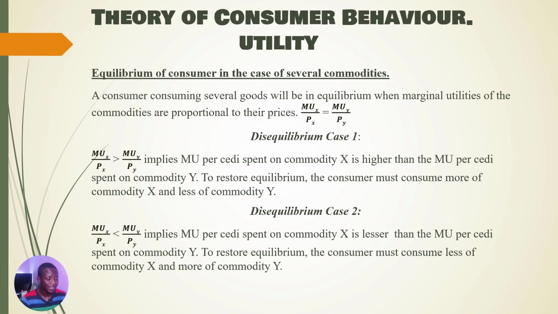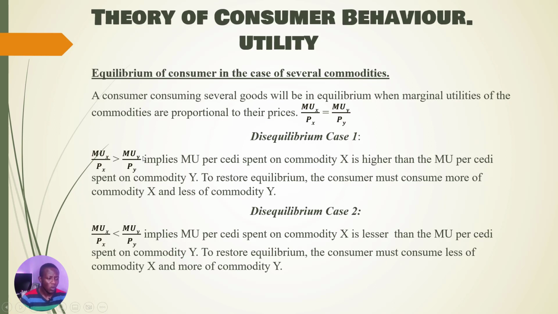This implies that the marginal utility per cedi spent, or per dollar or whatever currency, on commodity X is higher than the marginal utility per cedi spent on commodity Y. So to restore equilibrium in this situation, the consumer must consume more of commodity X and less of commodity Y. Why? Because the consumer is deriving more satisfaction from commodity X than from commodity Y.